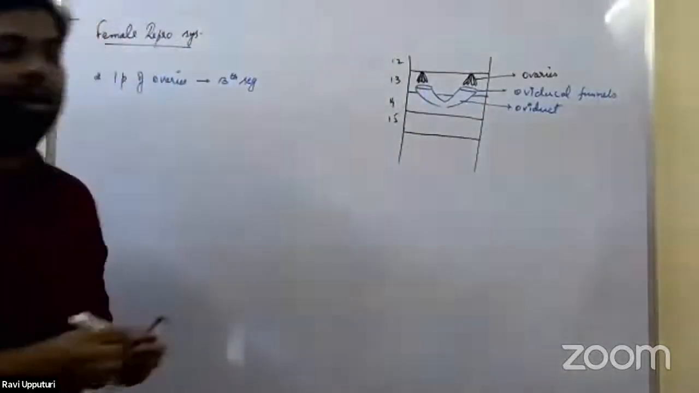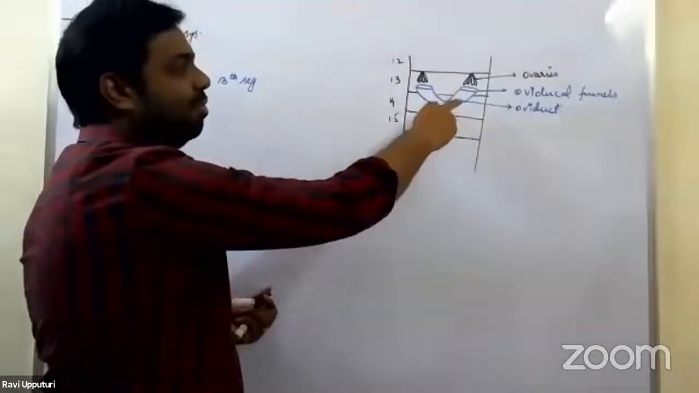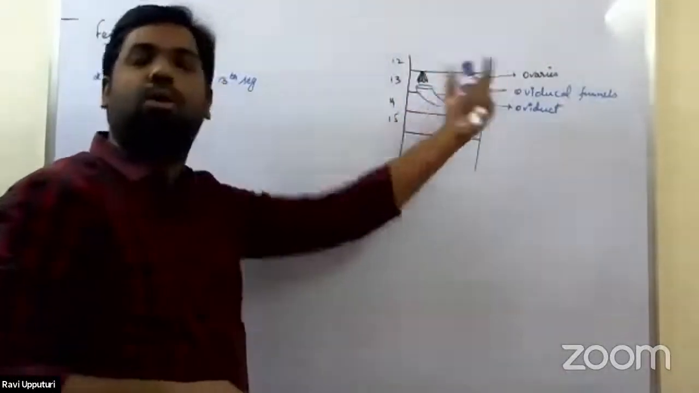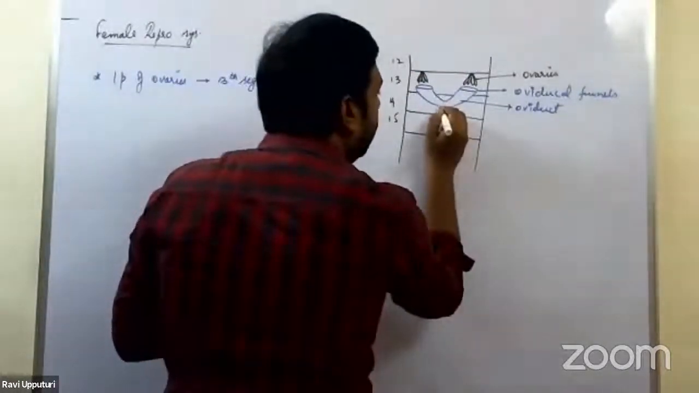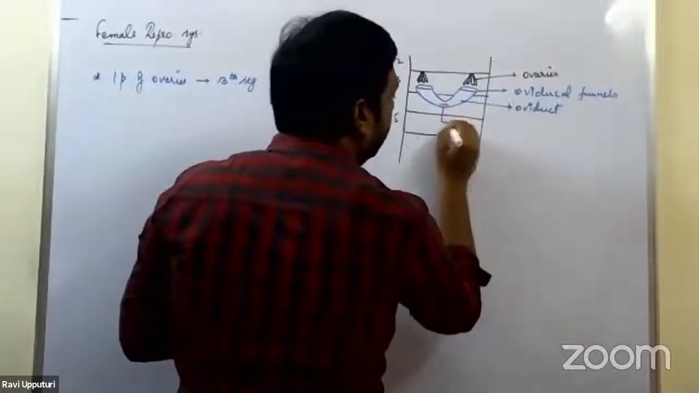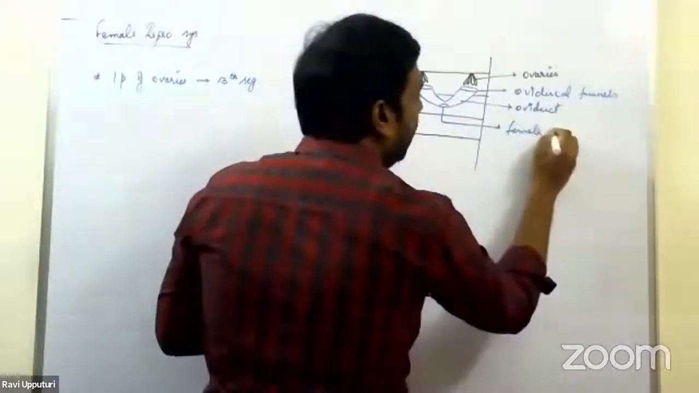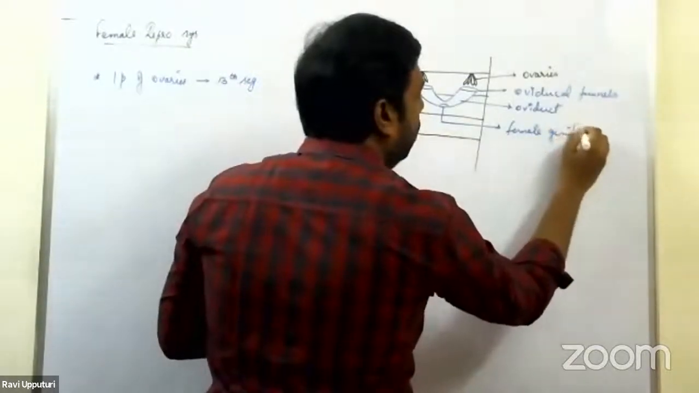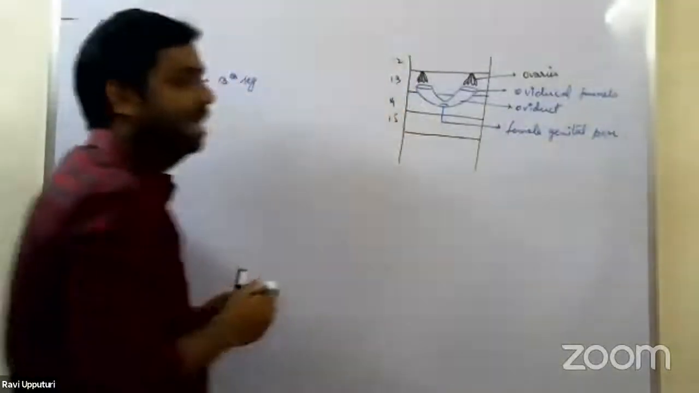So there is a pair of oviducts arising below the two ovaries, and both of these oviducts combine together to form a common opening. That common opening we call the female genital pore. It is called the female genital pore.